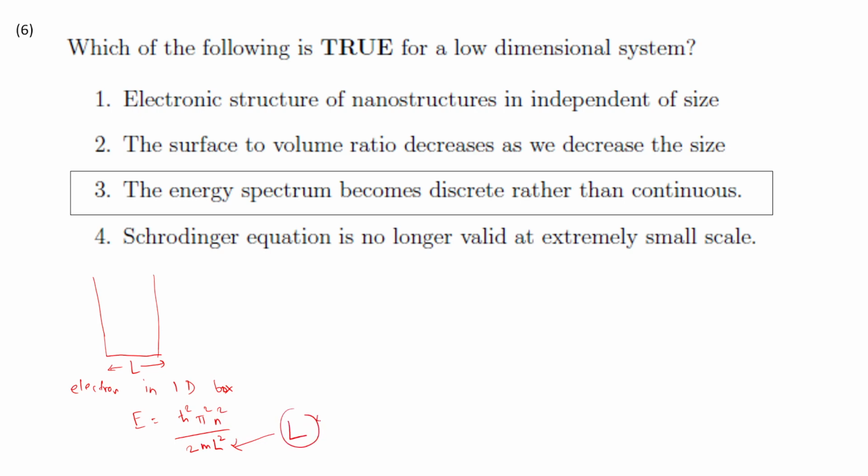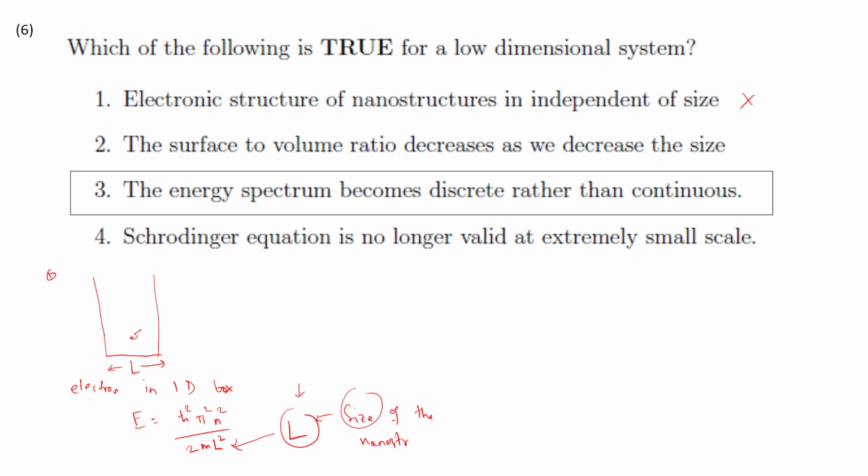L is the size of any nanostructure. In that nanostructure there will be some electrons. So the electronic structure is not independent of the size. It actually depends on the size. So this statement is wrong.